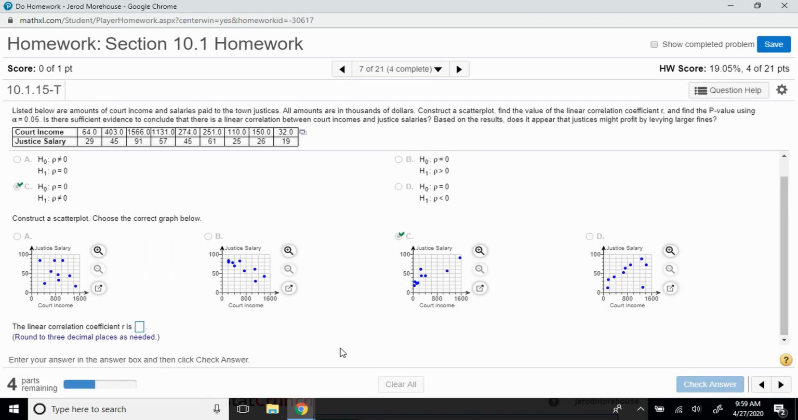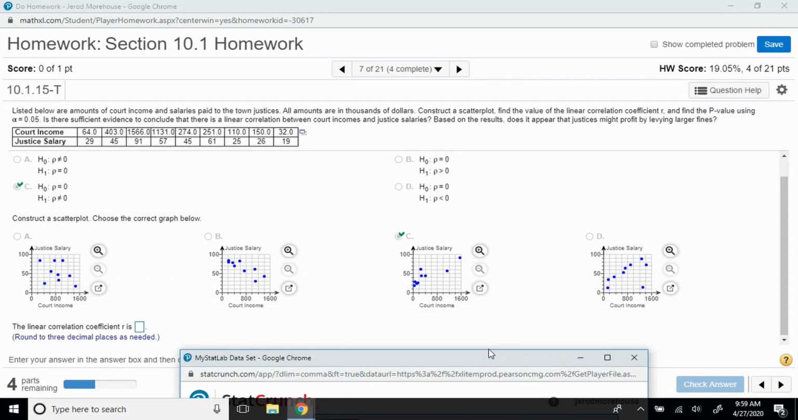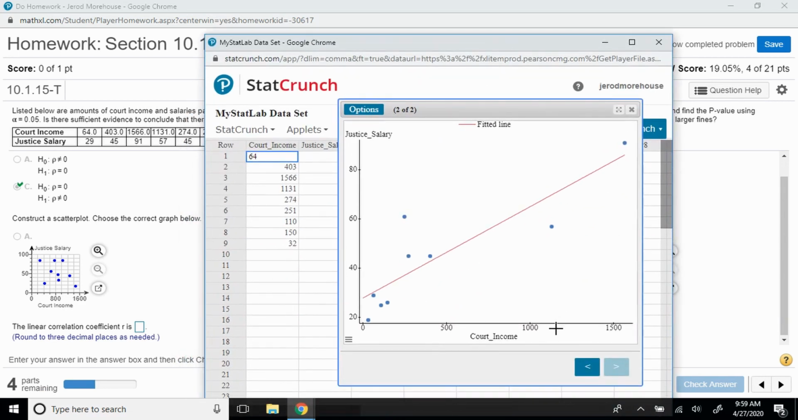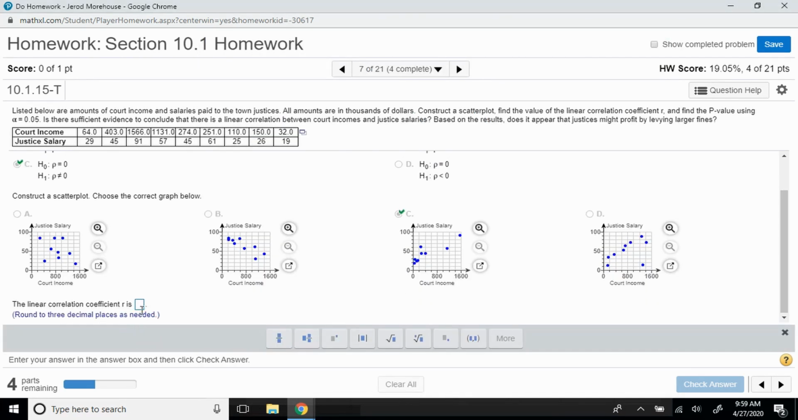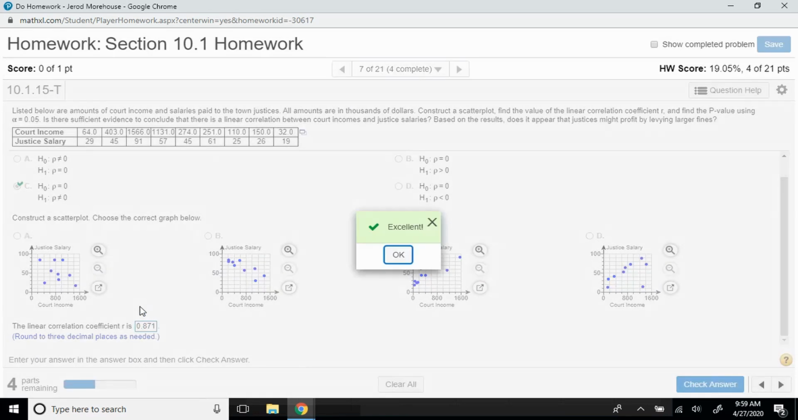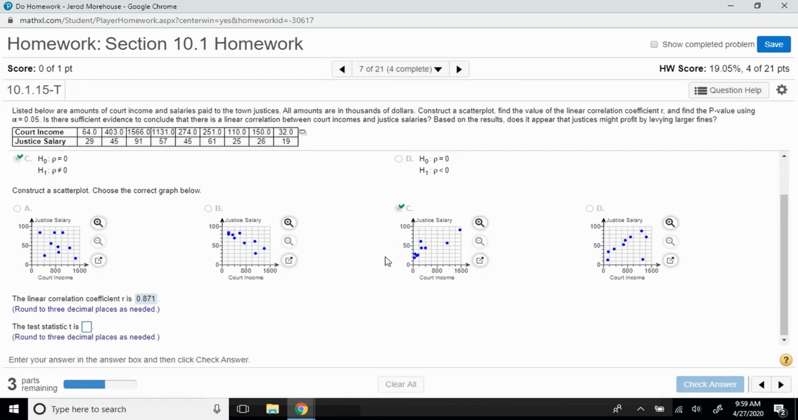Now it asks for the correlation coefficient. So I'm going to bring back up my StatCrunch, go back to the output. Right here, it says R, the correlation coefficient is 0.8707. They want 3 decimal places, so 0.871. Wonderful.